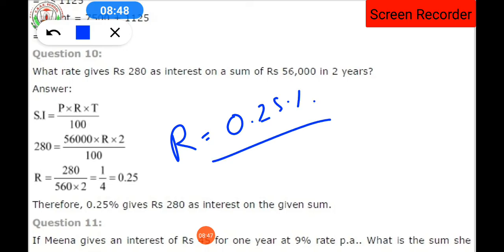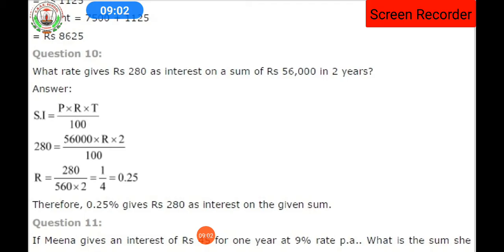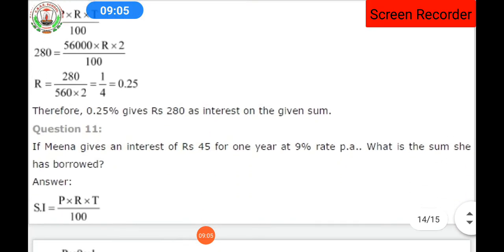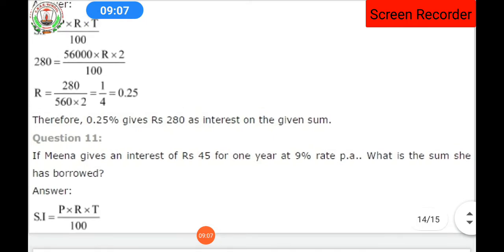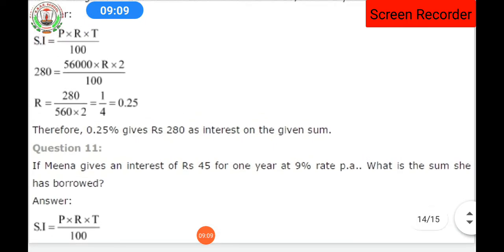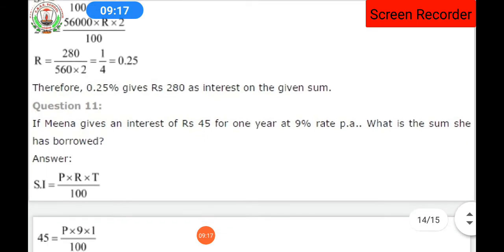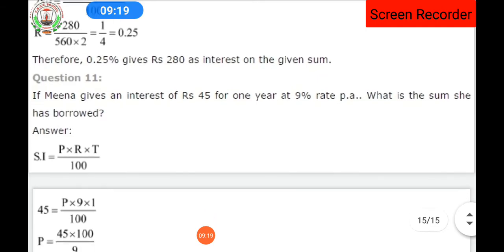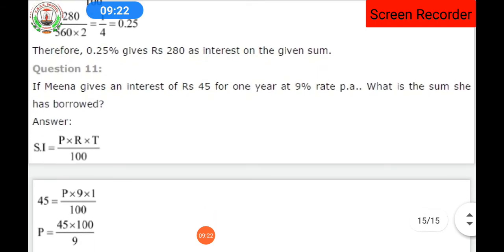Clear? So what is rate asked here? Therefore rate is 0.25% when simple interest is 280, principal is 56,000 and year is 2 year. Clear? So here the explanation of 10th question is over. Now look the last question of this chapter, that is question number 11. In this question number 11 it is said that if Meena gives as interest of rupees 45 for 1 year at the rate of 9% per annum, what is the sum she has borrowed?